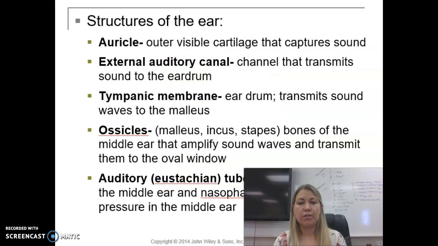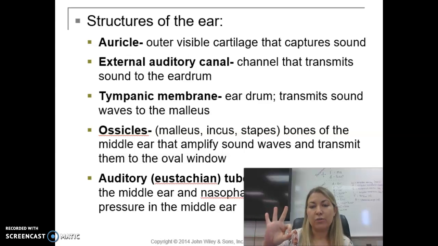Some of these structures that you should be aware of for your lab quiz: the outer visible area that's made of cartilage and skin is called the auricle. Then we have the external auditory canal. This might be where your earwax builds up and you try to get it out. And then the tympanic membrane is called the eardrum. It will vibrate in response to sound waves, which are then transmitted to the ossicles.